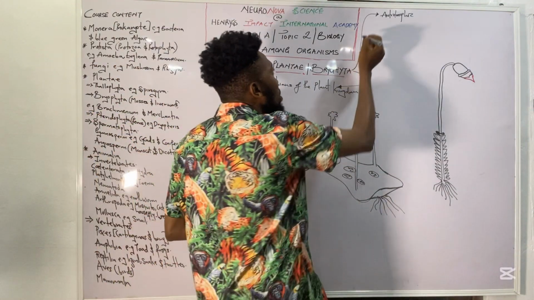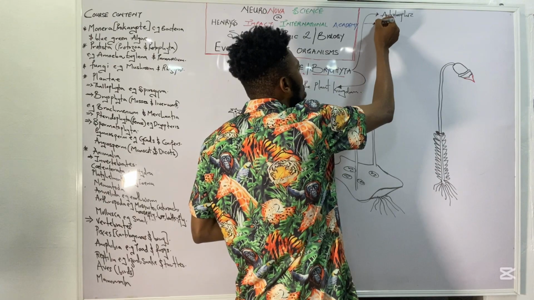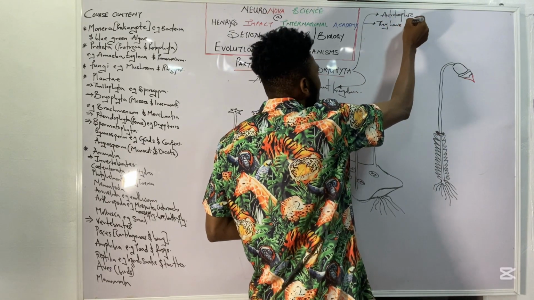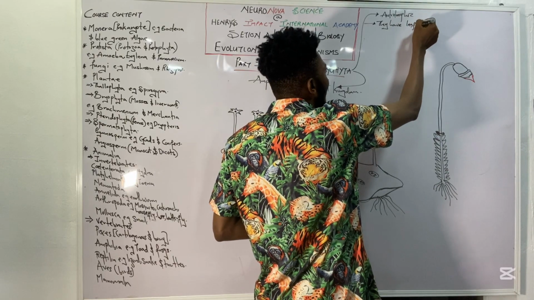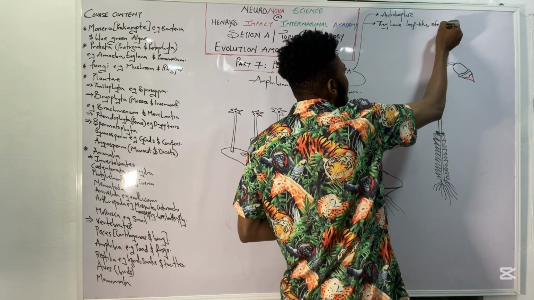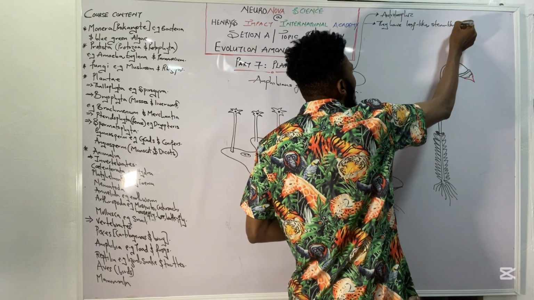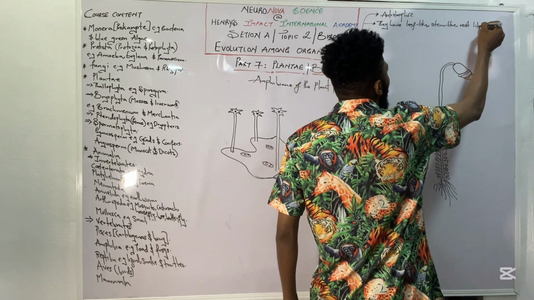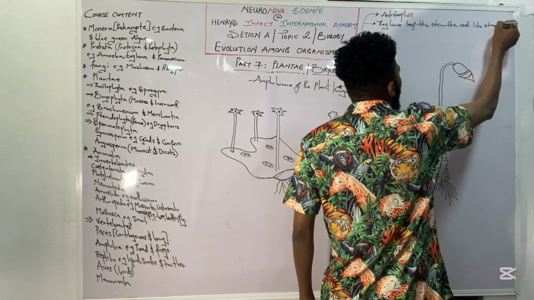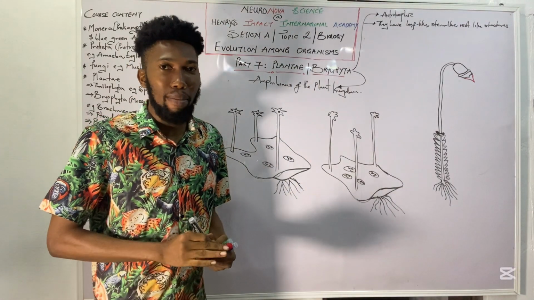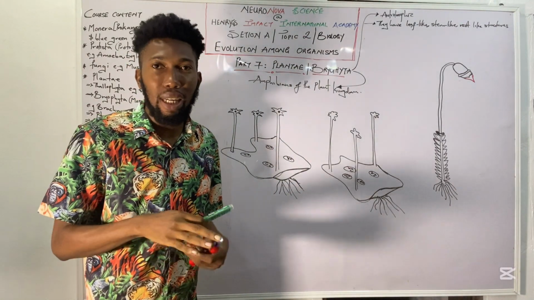You understand? So we say they have leaf-like structures, stem-like structures, and also root-like structures. Now, it's not enough for you to just know these names like root-like and stem-like. You need to know that each structure has a name.